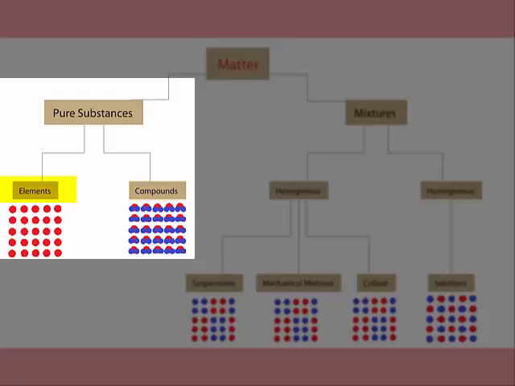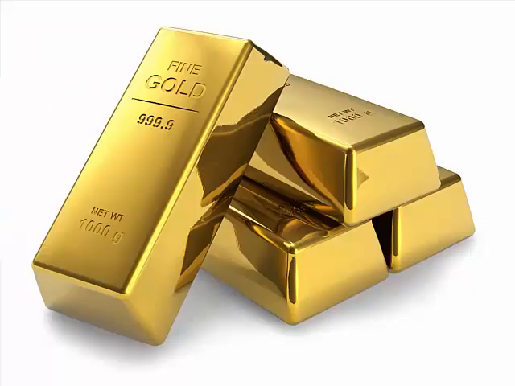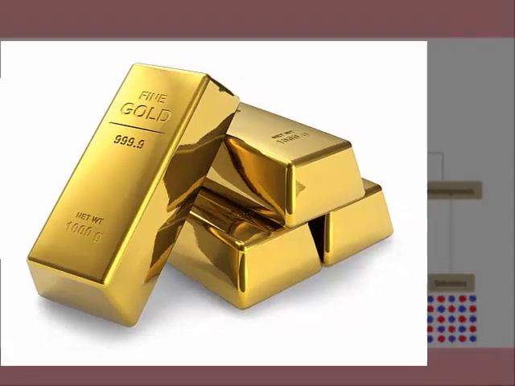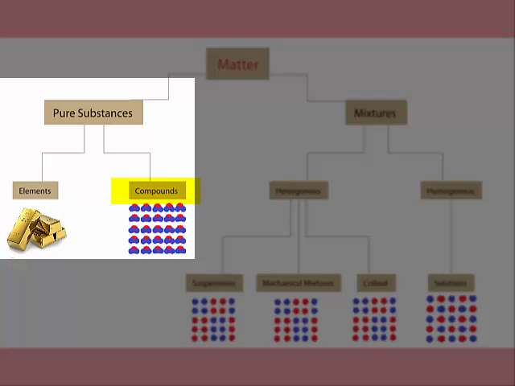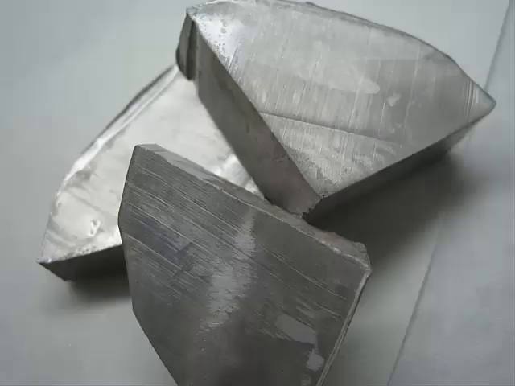So in an element, you're just looking at just one element. So for example, if somebody had a 24-karat gold necklace, that would be a pure element. The only thing in there is gold. Elements can form together to make something new. For example, sodium and chlorine.